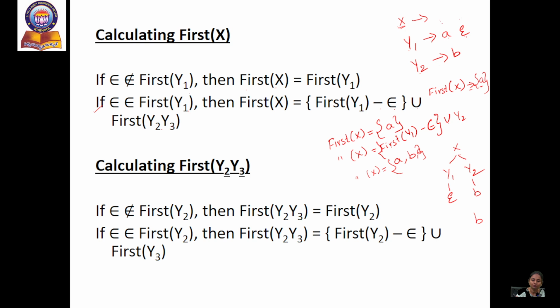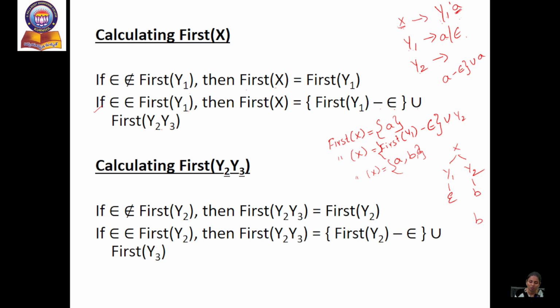Suppose we have y1, here it is epsilon and a. In such cases, what we have to take? So x is deriving y1. So first of x will become y1. y1 is a non-terminal, so that we have to take the first of y1. First of y1 is a. So we will take a minus epsilon union a also we have to take.